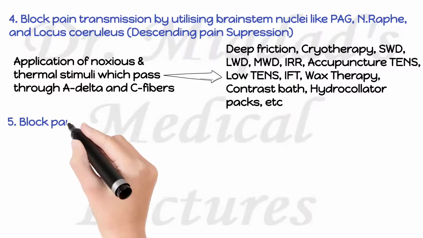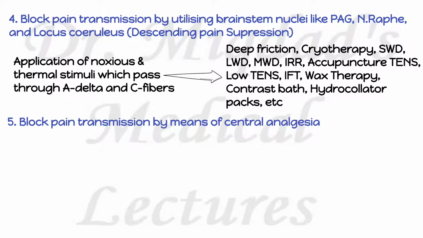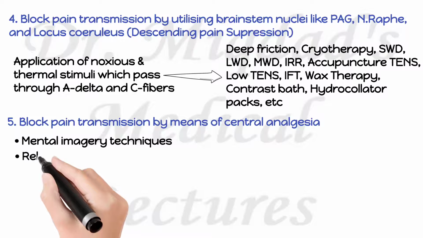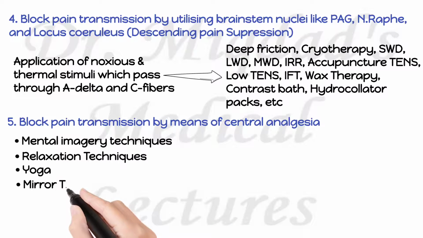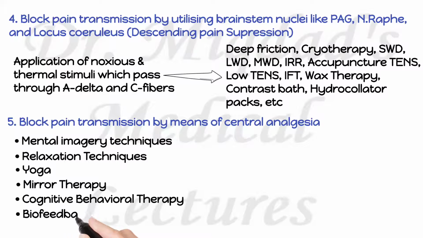Then last principle is to block pain transmission by means of central analgesia. Again, there are various techniques which can achieve this, like mental imagery technique, relaxation techniques, yoga, mirror therapy, cognitive behavioral therapy, biofeedback, hypnosis, etc. Again, explanation of each and every technique is beyond the scope of this lecture. So that was extremely brief explanation about physiotherapy management for pain.